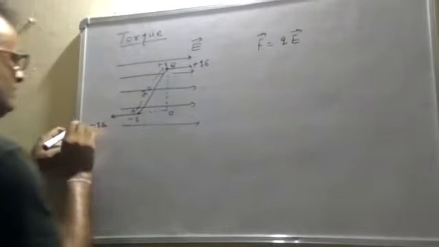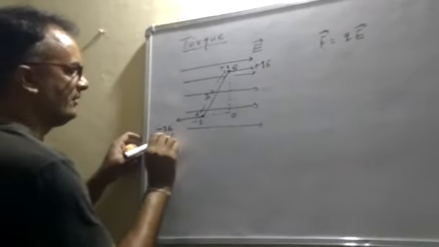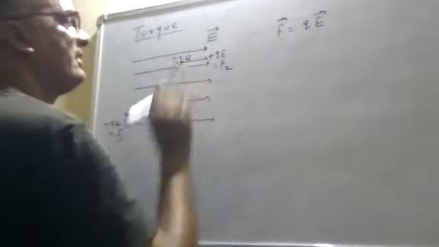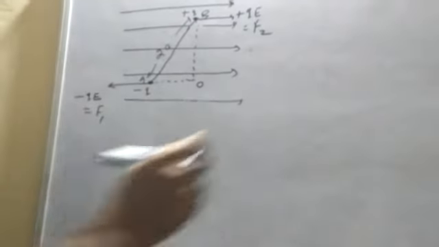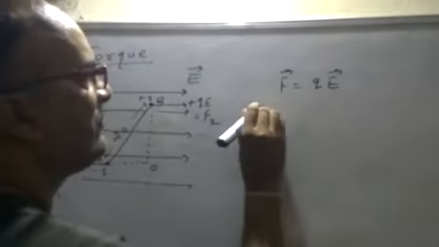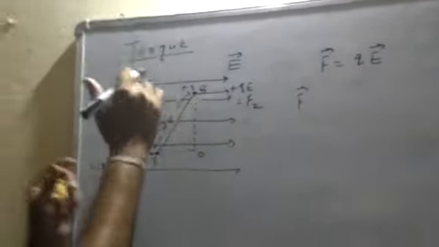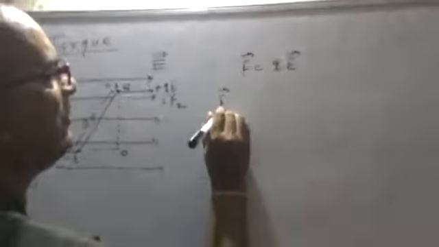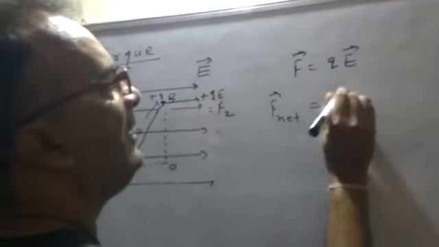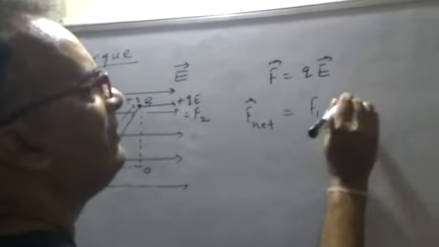Let this be F1 and let this be F2. But you see the two forces are opposite. One is towards the right hand, and the other is towards the left hand. So what is the net force which acts on this dipole? The net force on this dipole is F1 plus F2.